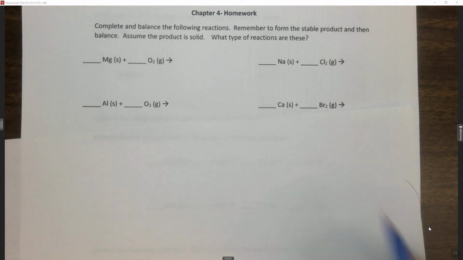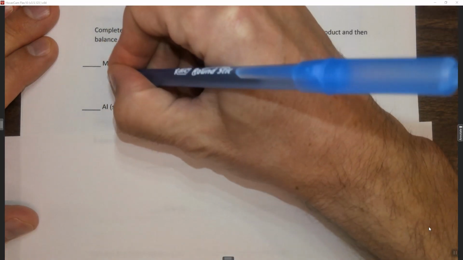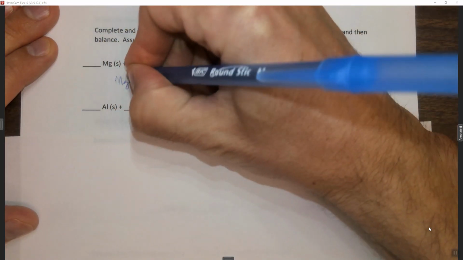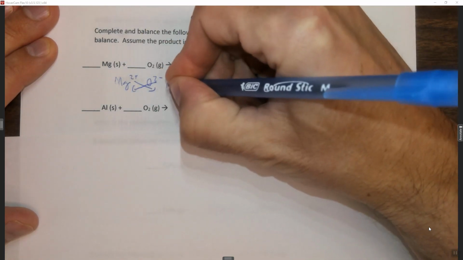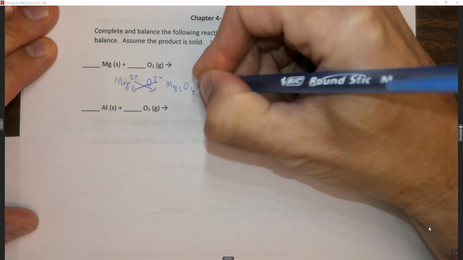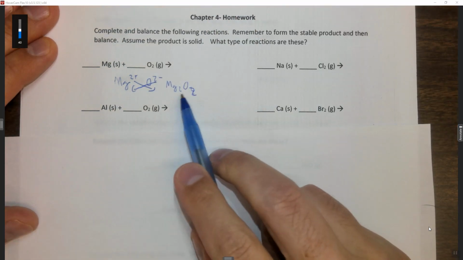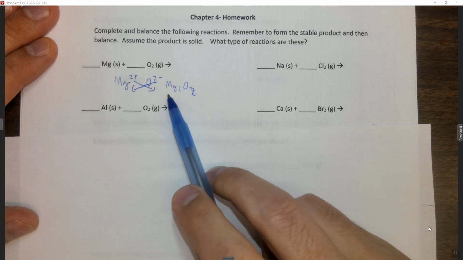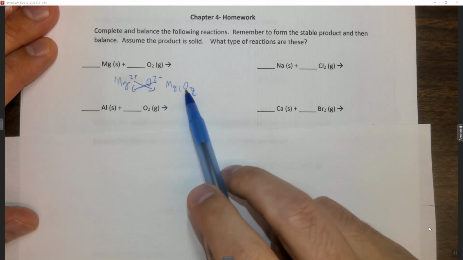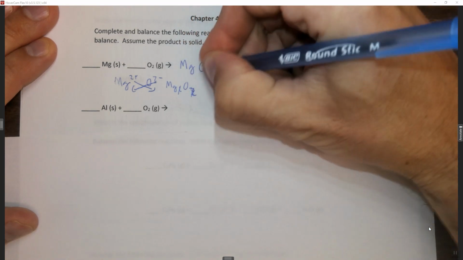So once we have the charges, we need to cross them. In this case, we have Mg 2 plus and O 2 minus. We cross the charges, and what we'd first get is Mg2O2. But you'll remember if there's a common denominator between these, which there is if they're the same number, it would be 2, then we would cross those out. So essentially, we want to cross these out, and we write MgO.